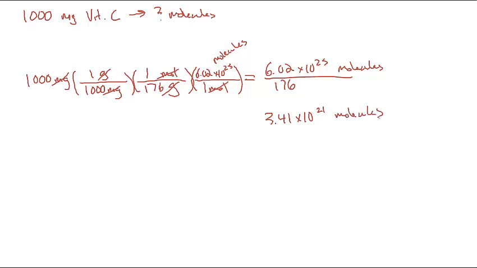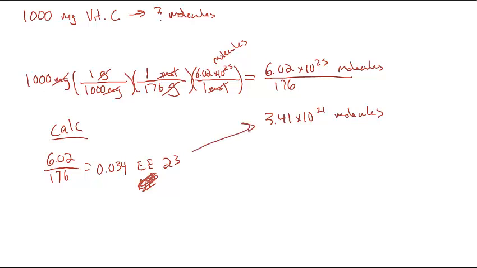Now, the way I would write this in my calculator is I would do 6.02 divided by 176. So I'd get 0.034. And then I would do E23. Or on my iPhone, it's like times 10 to the x. But you do EE23, and you'd get this number. Okay. So then that would lead you to this. And we'll talk about that in class too.